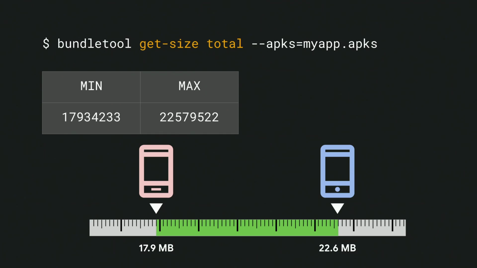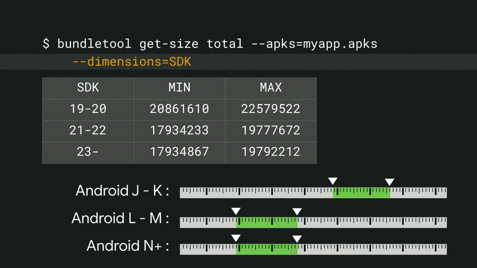So we can break down the result by various device dimensions. And this is done through the dimensions flag. Here we ask to break down the results by SDK version, and we get a bit more detail. We see in this example that the download size of my app is bigger on older versions of Android, J and K, and smaller on L and above. That's because pre-L, Google Play doesn't generate language splits, so all languages are included in the APK served to the user.